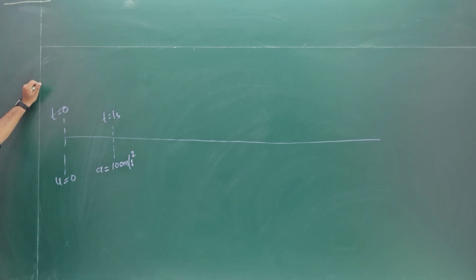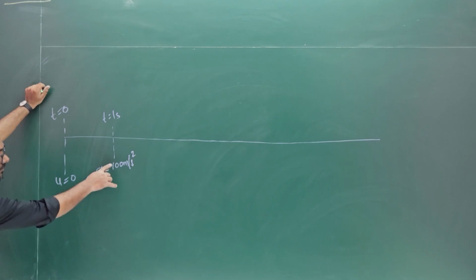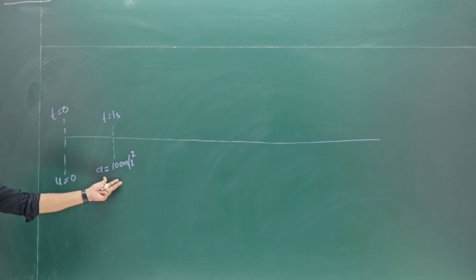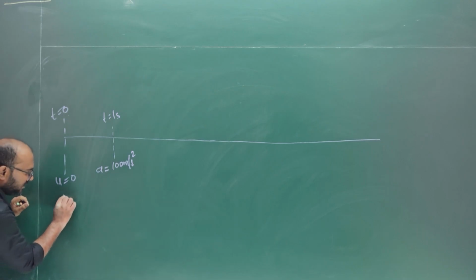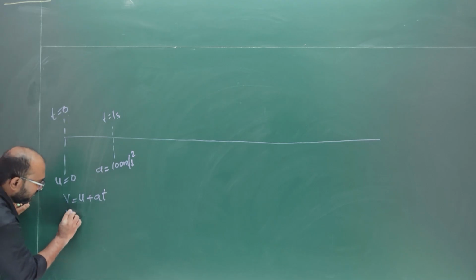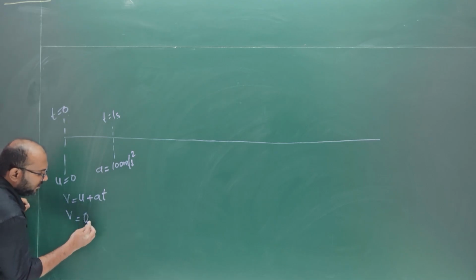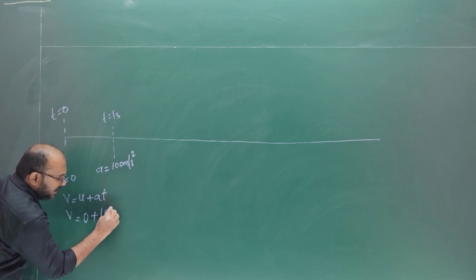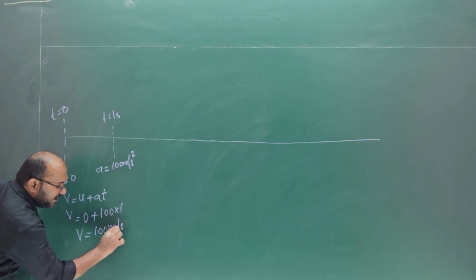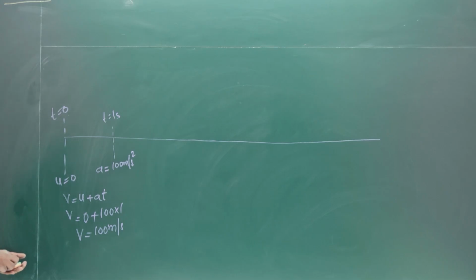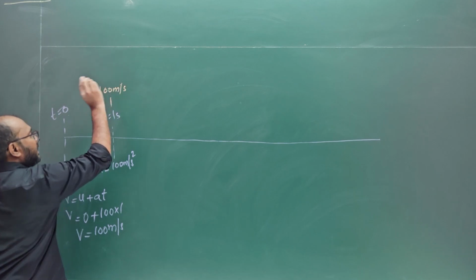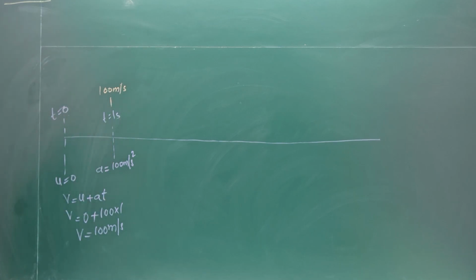Okay. That means what will be the velocity here? We can calculate. Why? Because we have a time period, we have the initial velocity, we have the acceleration, then we can calculate final velocity by using v is equals to u plus at. So v is equals to initial velocity 0, plus acceleration 100, time 1 second. So can I say that velocity after 1 second is 100 meter per second? Yes or no? So what is the velocity at this point? 100 meter per second.